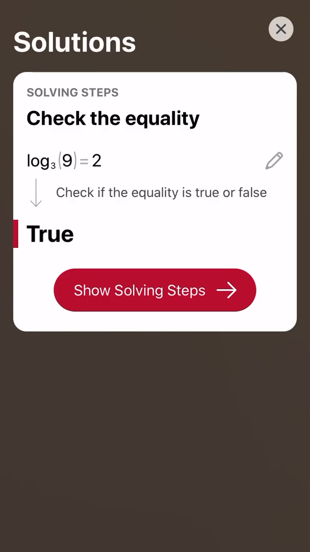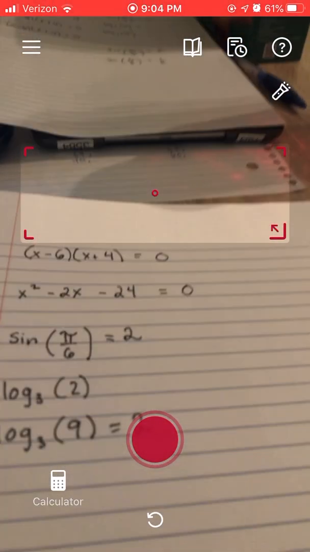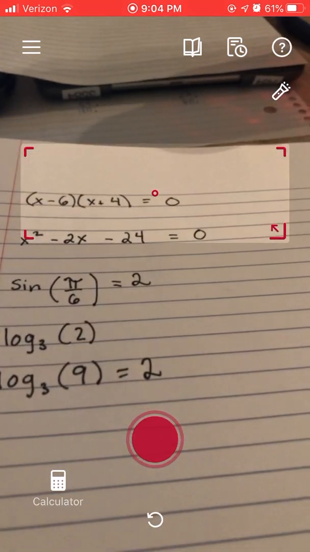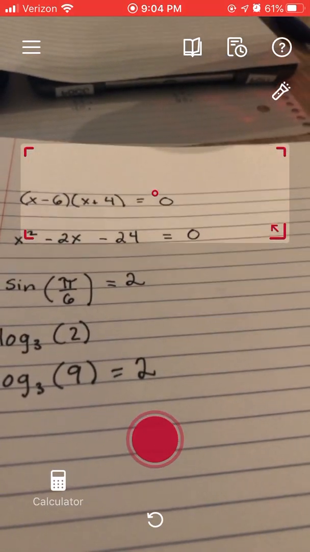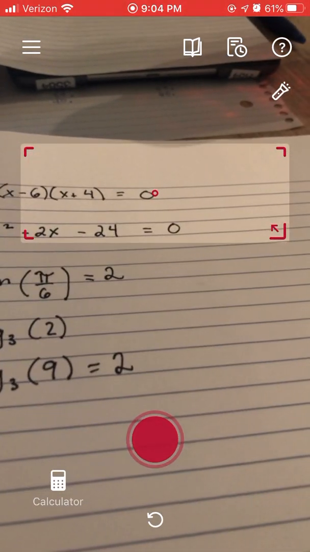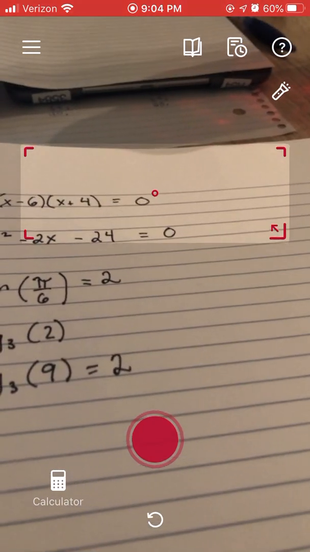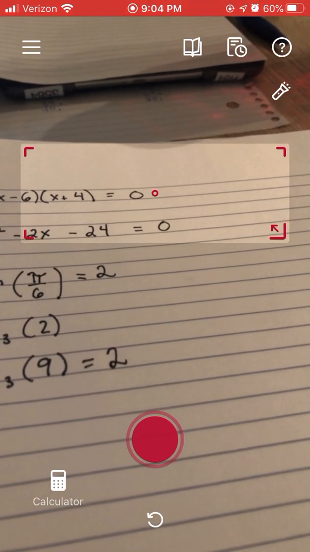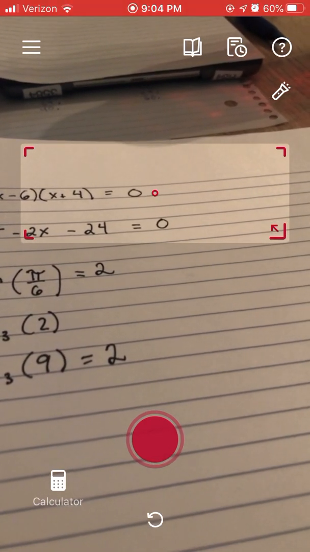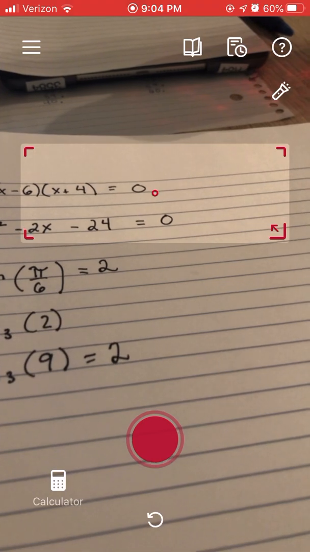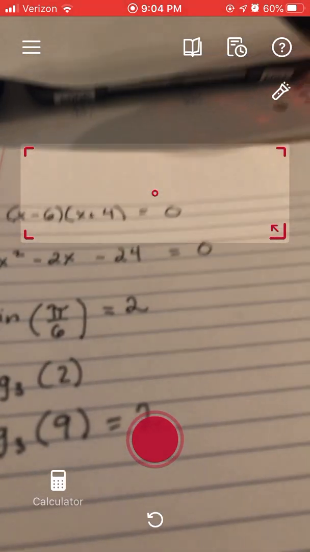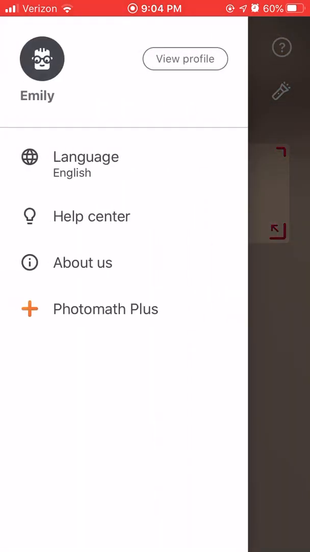As a student, if you are looking at problems from a textbook, you could scan your textbook problem. It'll give you the answer. You can either check what you already did, or if you're stuck, you can see the steps to get there. So I think as a teacher, this is a helpful guide to give students as they're doing their homework so that they can check their answers, or they can look for steps if they're really stuck.